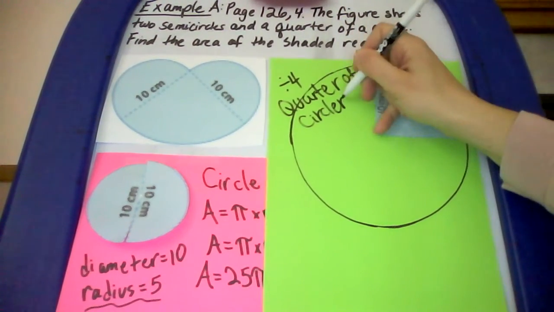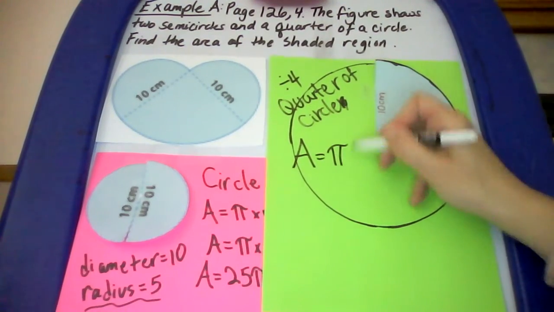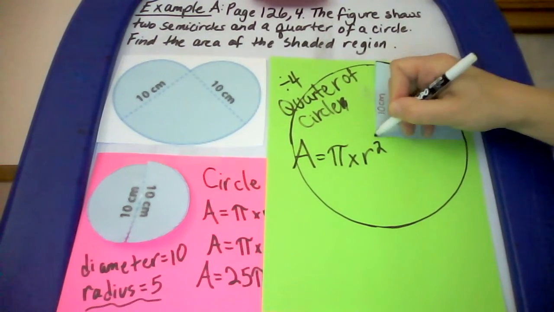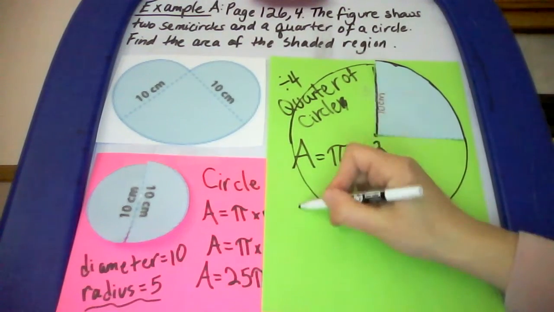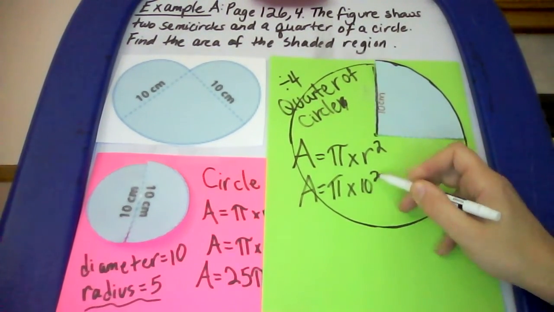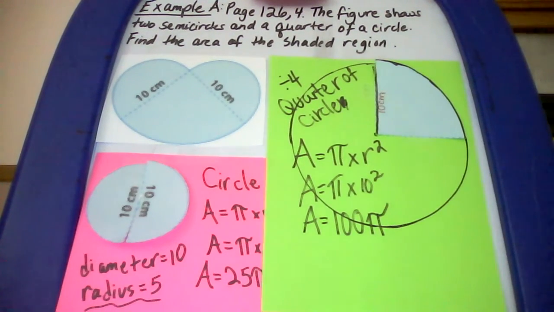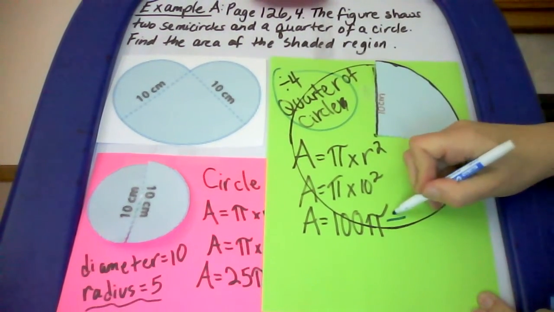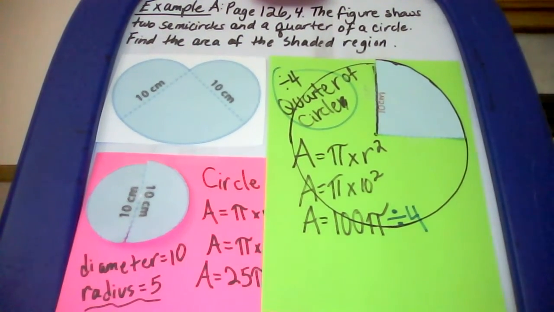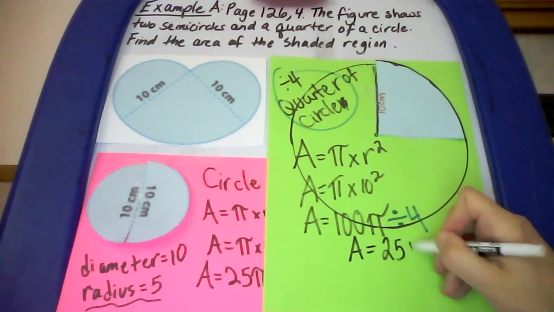So I'll start with that area formula for a circle: area equals pi times radius squared. Here the radius, if you notice, is just the 10. So area equals pi times 10 squared. 10 times 10 is 100, so area equals 100 pi. But since this is a quarter of a circle, we need to divide by 4. 100 divided by 4 is 25. So the area of this piece is 25 pi.